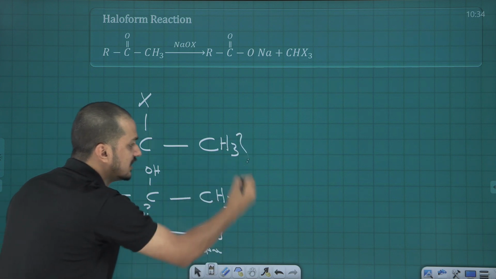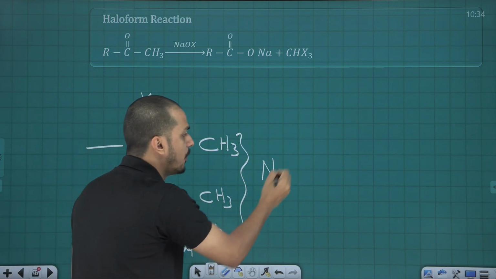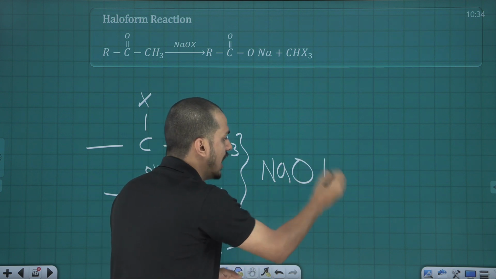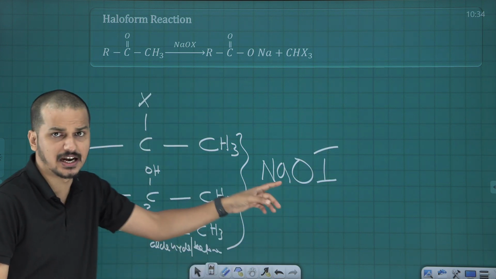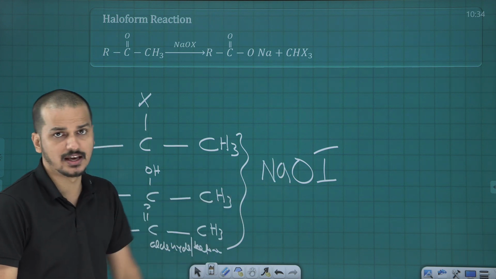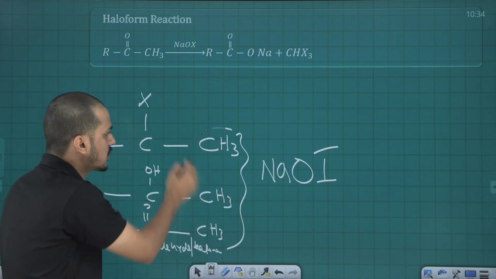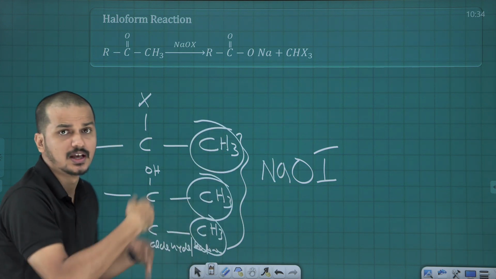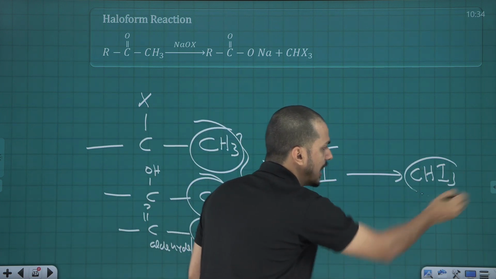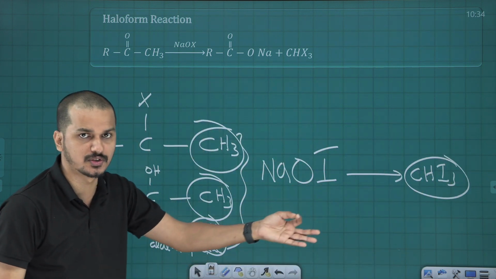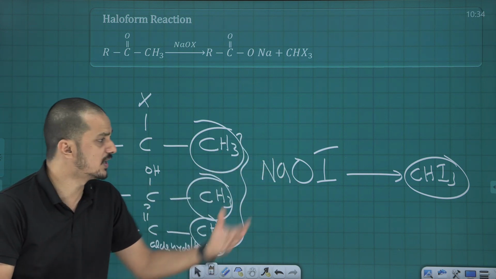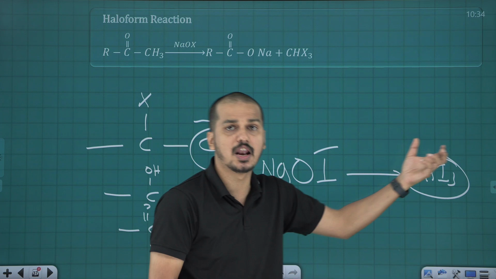Once you are treating this with a sodium hypohalite, especially we take iodoform, meaning NaOI, sodium hypoiodite, that means NaOH plus I2. You can take it like that, NaOI. Once you are treating, this terminal methyl group will form what? It will form CHI3, iodoform. A yellow precipitate of iodoform will be produced. If it is chlorine, chloroform will be produced. Anyhow, the most famous one is the iodoform test because it gives a yellow precipitate.